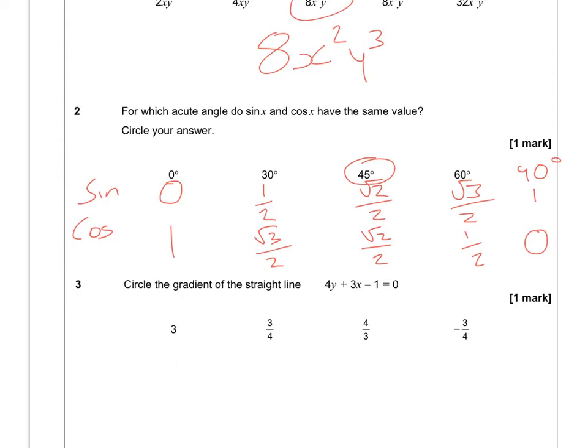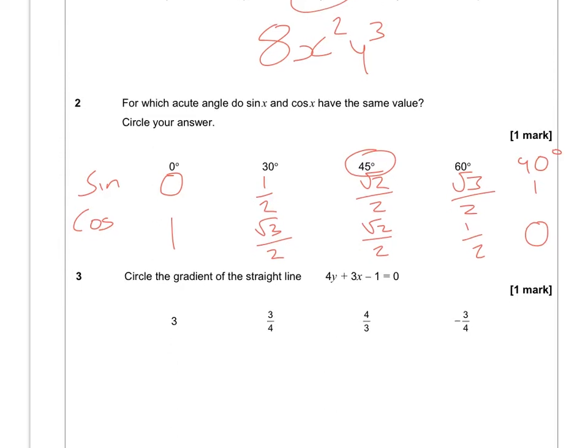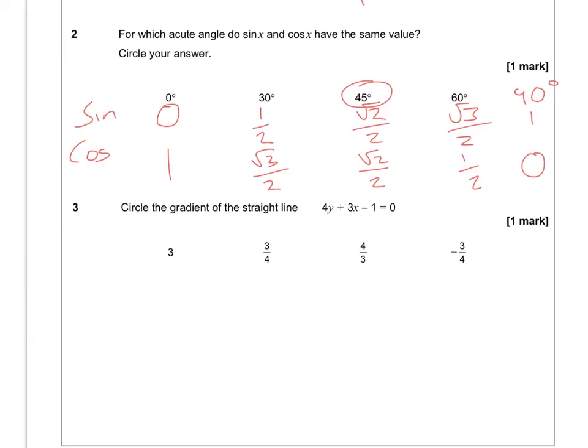The last question then is looking at the gradient of a straight line. To do this, we need to try and put the graph into a usual format that we're used to looking at, which is y equals mx plus c, where the m is the gradient. So we're going to rearrange this formula so that it looks like y equals something x plus or minus something.